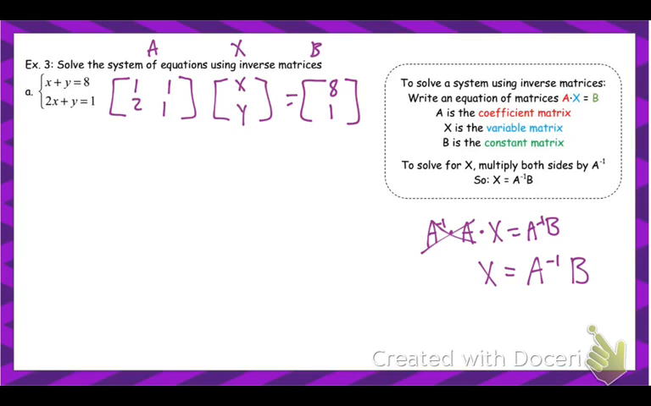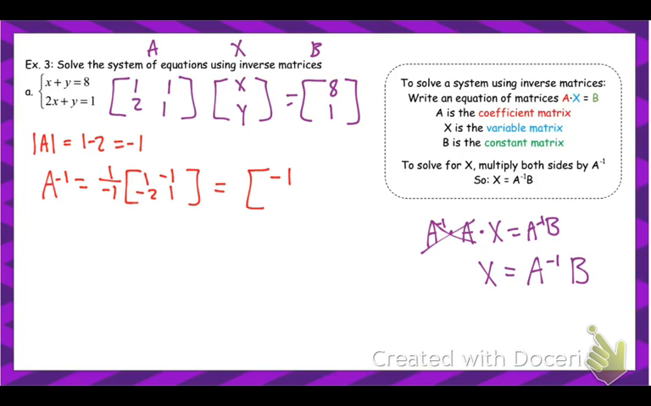So let's go ahead and find A inverse. To find A inverse, I'm going to need the determinant of A. So that's going to be 1 minus 2, which is negative 1. Once I know the determinant, A inverse is going to be 1 over the determinant. And then I flip the down diagonal and change the signs of the up diagonal. I'm going to go ahead and multiply by that scalar. So the inverse is negative 1, 2, positive 1, negative 1.